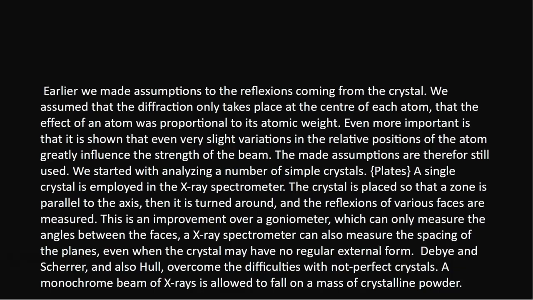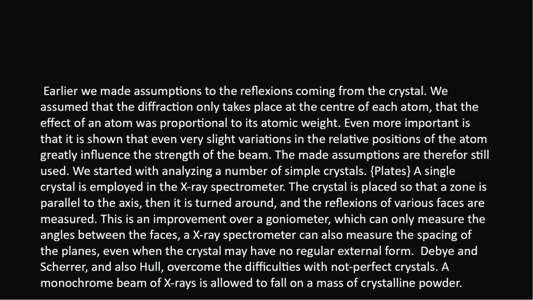We started with analyzing a number of crystals. A single crystal is employed in the X-ray spectrometer. The crystal is placed so that the zone is parallel to the axis, and then it is turned around, and the reflections of various faces are measured. This is an improvement over a goniometer, which can only measure the angles between the faces. An X-ray spectrometer can also measure the spacing of the planes, even if the crystal has no regular external form.